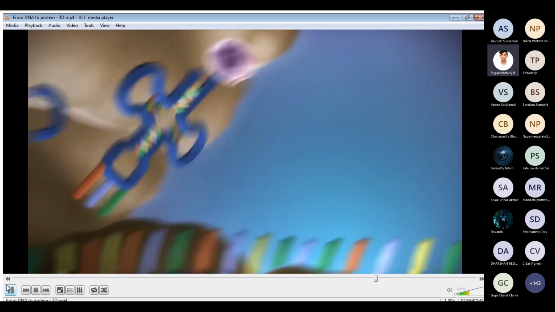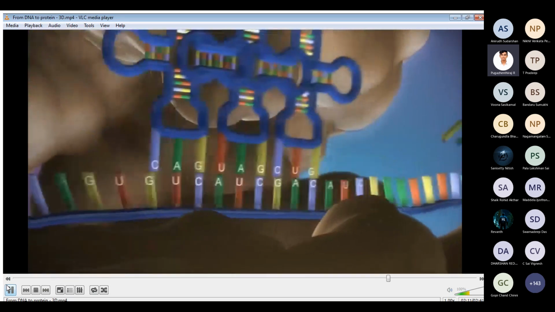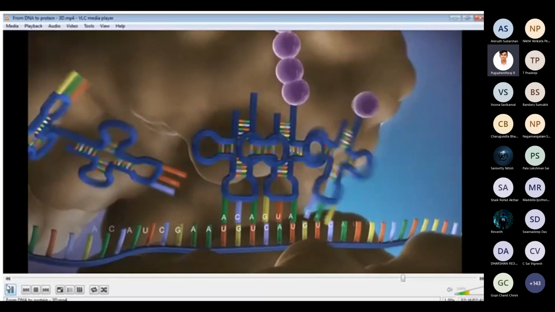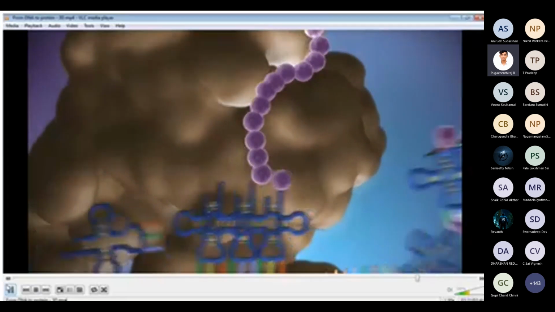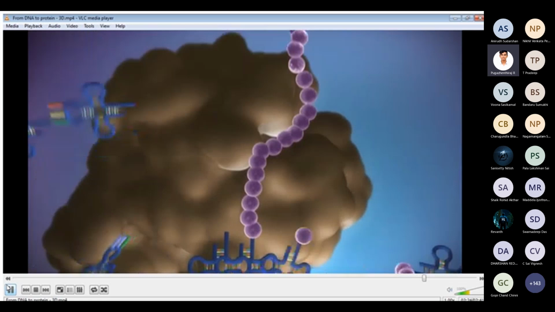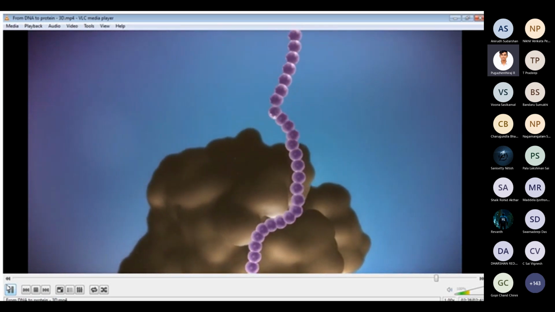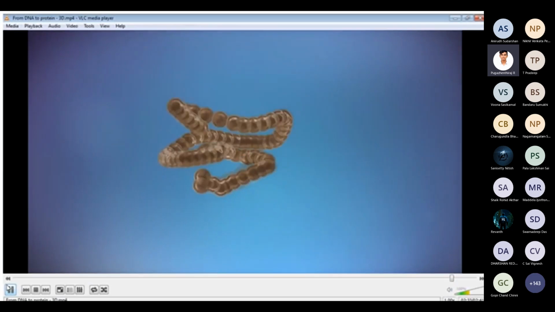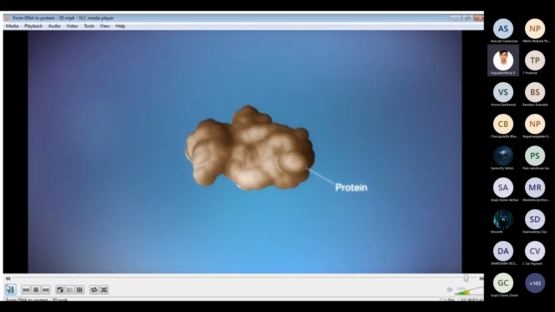The messenger RNA is read 3 bases at a time. As each triplet is read, a transfer RNA delivers the corresponding amino acid. This is added to a growing chain of amino acids. Once the last amino acid has been added, the chain folds into a complex 3D shape to form the protein. Understood? This sequence will undergo all the structural changes needed, and finally it will become a protein.